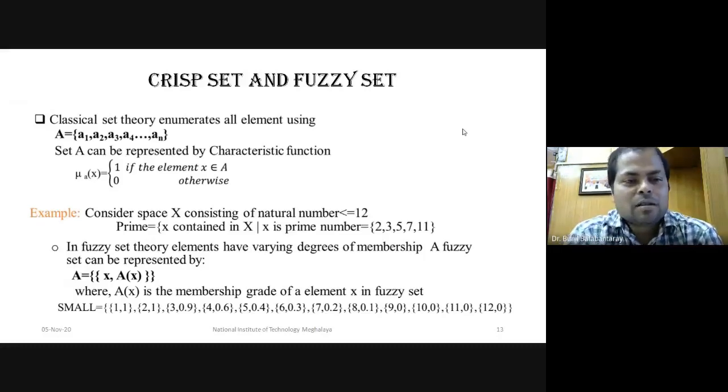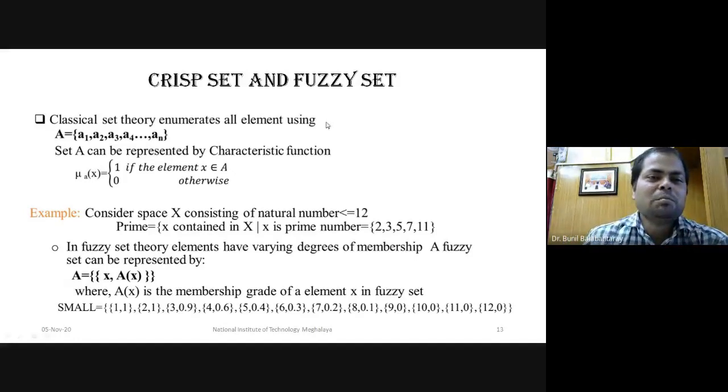Let us take the comparison between these two kinds of set theory. Classical set theory basically has different sorts of elements. Suppose A is a set containing A1, A2 up to n elements, which I can represent in a characteristic function format. That is, suppose mu A of X is the membership value of this element X. It is equal to 1 if the element belongs to that set A, and equal to 0 otherwise, that means if X doesn't belong to A. So in classical set theory, or crisp set theory, as it is a two-valued logic, the membership of an element can be either 0 or 1.